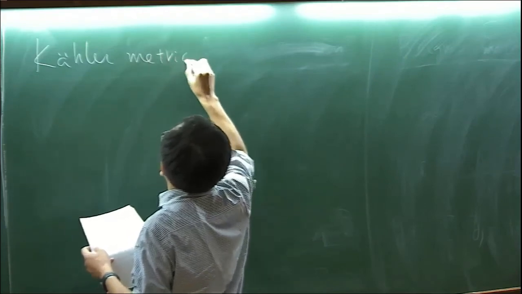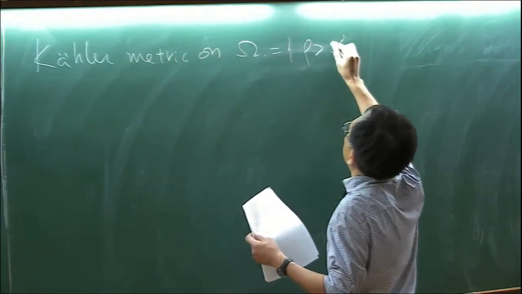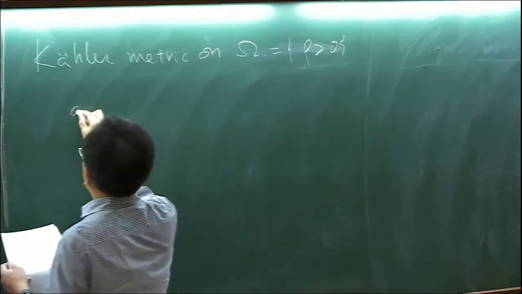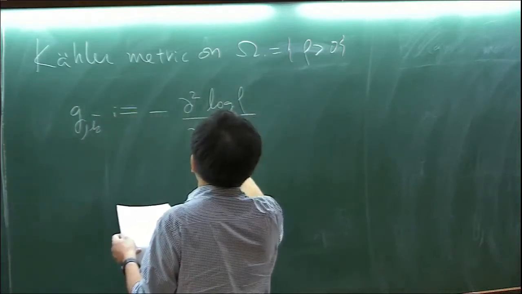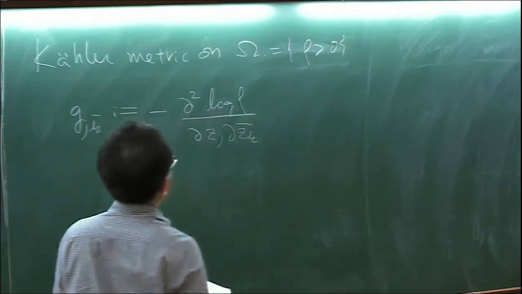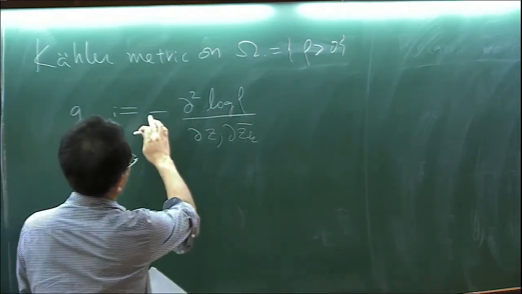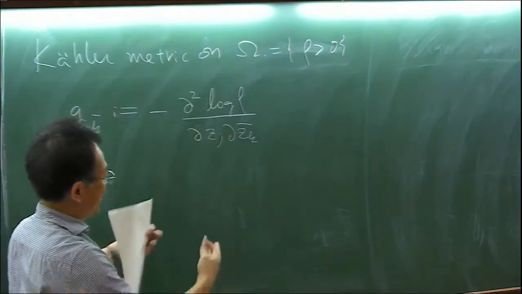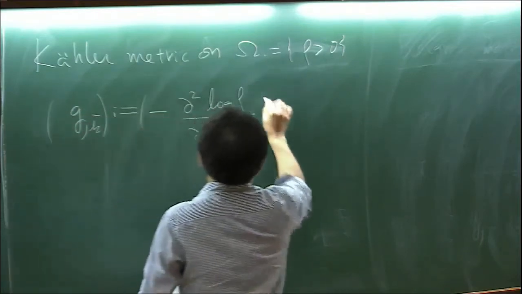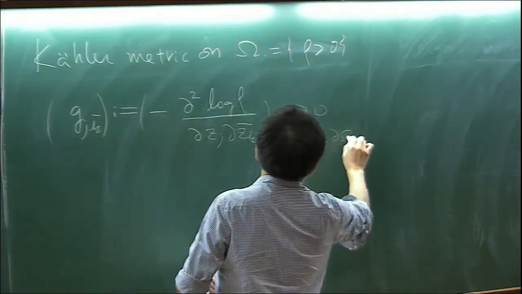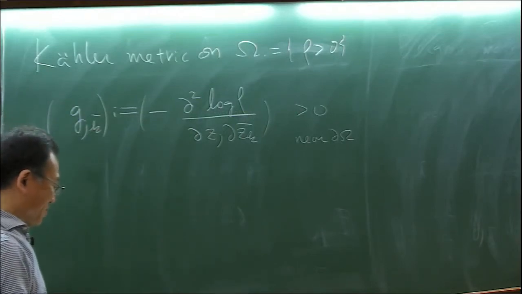Let Omega be a domain with defining function rho, positive inside. Then you can define a metric by taking minus log rho. When Omega is strictly convex, this is always positive definite near the boundary. For the inside, there is no control, but near the boundary, this is positive definite. And this is always a complete Kähler metric. But there are so many choices of rho; you can take anything.